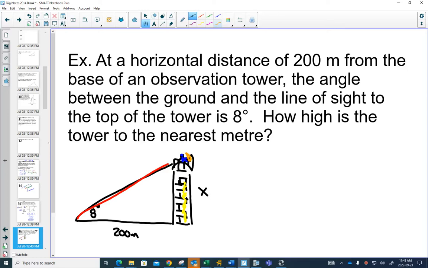Why? Well, TOA, we've got our definition for tangent. Tangent of the 8 degrees is the opposite side over the adjacent side. Are you in agreement that the laser beam eyesight thing is the hypotenuse? Because the tower would go straight up in the air. That's your 90-degree angle. So then, what will I put on the top of my fraction? What will I put on the bottom? X on top and 200 on the bottom, because X is directly opposite the 8 degrees, and the 200 is the adjacent side. That's not the hypotenuse.